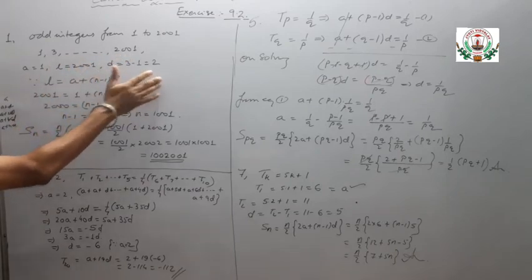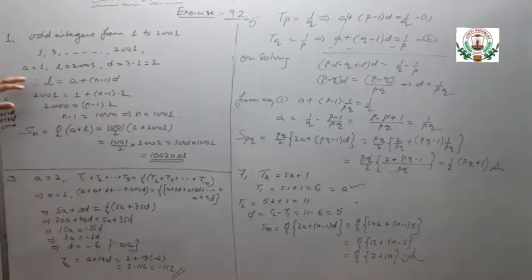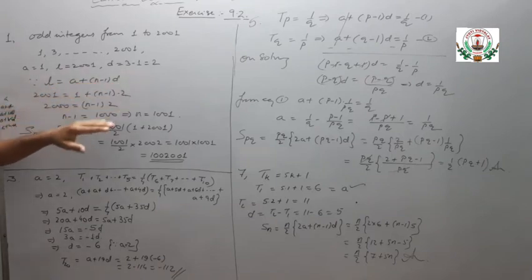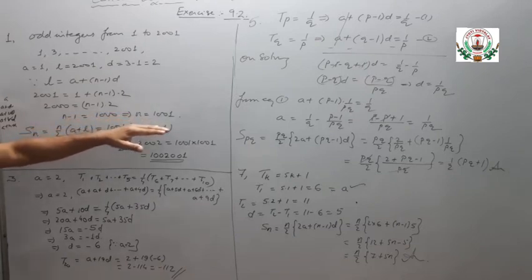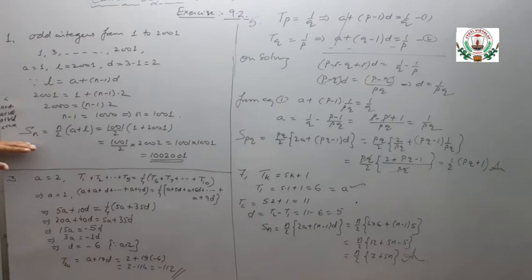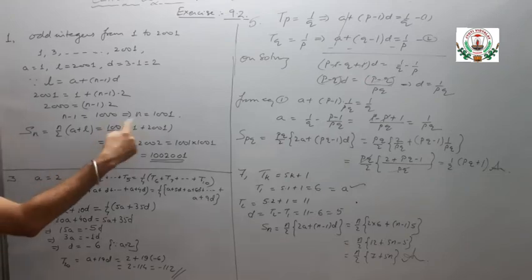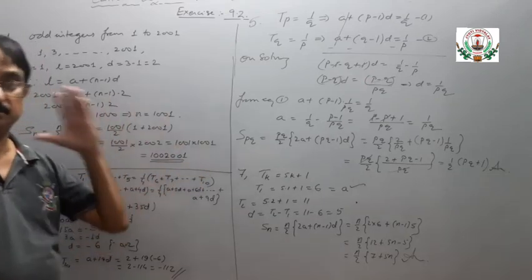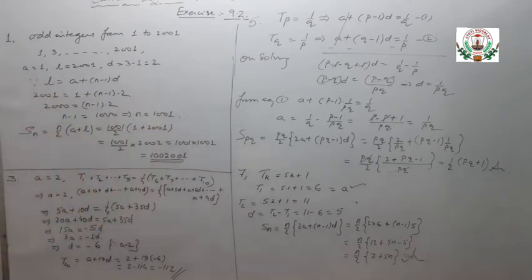So first term is 1, last term is 2001. Common difference 3 minus 1 equals 2. We can apply the formula for calculating first the number of terms, that is n equals a plus n minus 1 into d, and we get the value of n equals 1001. As we know here the last term also, so we can calculate the sum of n terms with the help of this formula: Sn equals n by 2 (a plus l). Substitute the value and that will be your answer, 1002001.